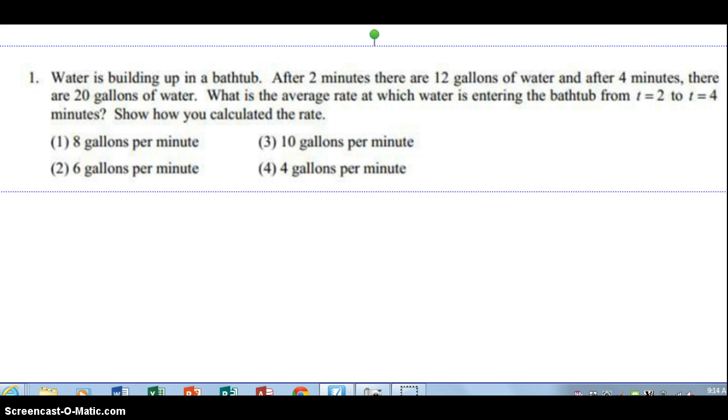Question number 1 says, water is building up in a bathtub. After 2 minutes, there are 12 gallons of water, and after 4 minutes, there are 20 gallons of water. What is the average rate of change? And I'm going to highlight that word right there because we're going to see that a lot. Average rate of change is another way of saying what? Slope. Thank you. What is the average rate at which water is entering the bathtub from t equals 2 to t equals 4?